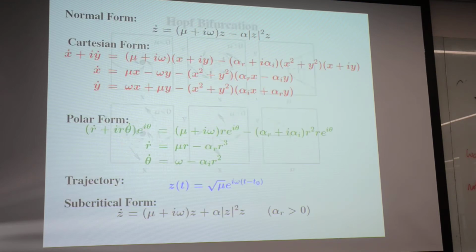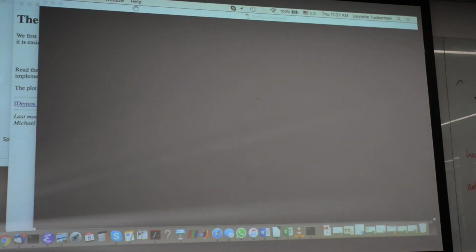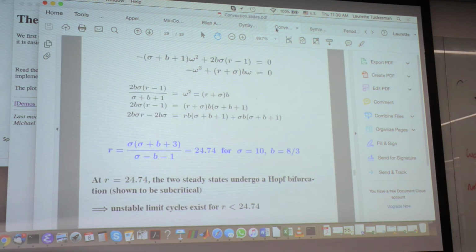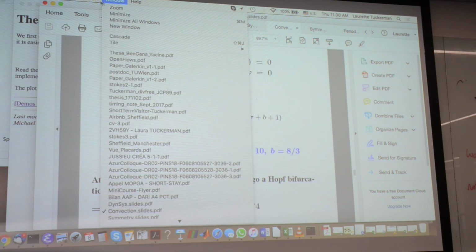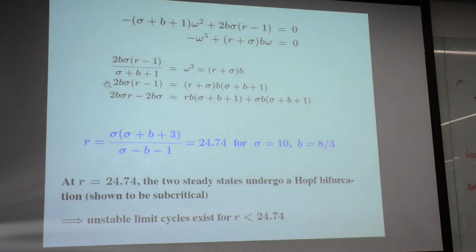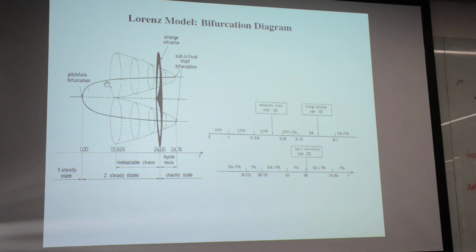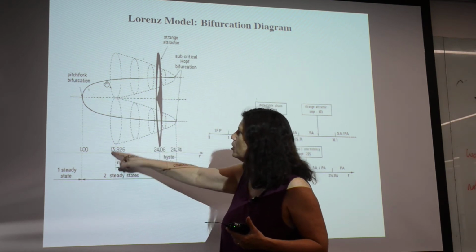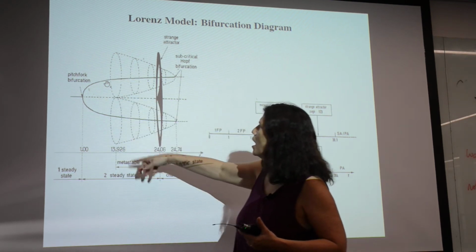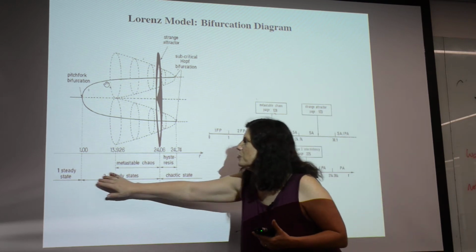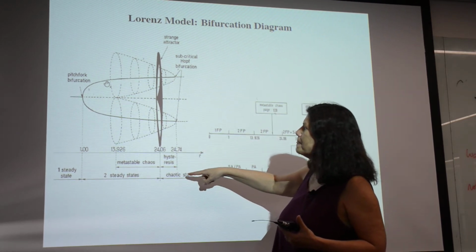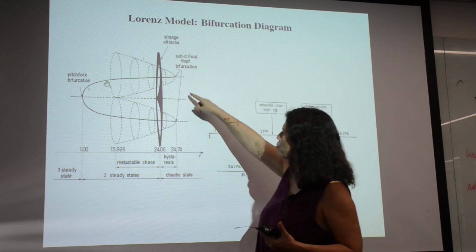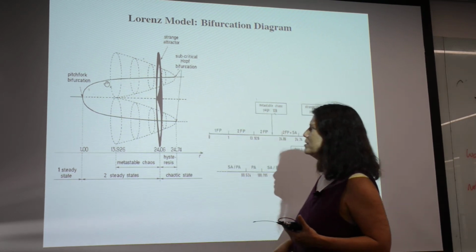So we can go into what is known. Oh, now let's get out of here. Go back to the other class. Okay, so this is a picture that is studied, and this limit cycle here exists up until 13.926, and the subcritical bifurcation, we said, is 24.74.